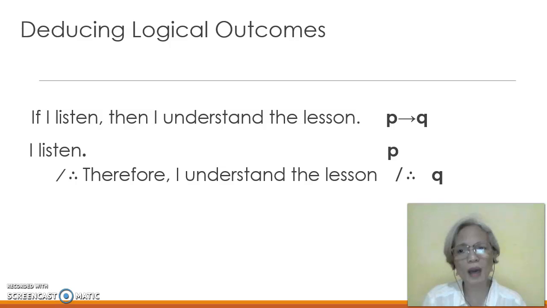Now, suppose we have the conditional, if I listen, then I understand the lesson. And then P exists, such as we have I listen. We know earlier that P implies Q, and therefore, if we have the proposition I listen, which is P, the proposition I understand the lesson must exist. Okay, so we are able to infer the existence of Q from the propositions above.